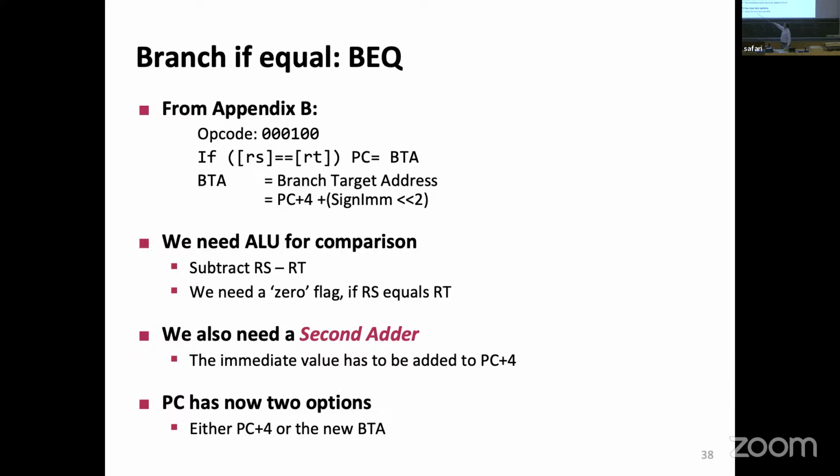It will be either the one that we calculated, PC plus 4, or the new branch target address. Now let's just do this once again on the board. We come here. We realize what we will have to do.